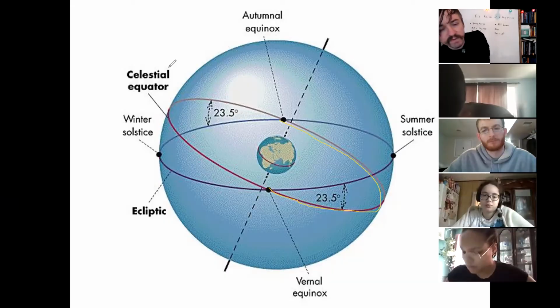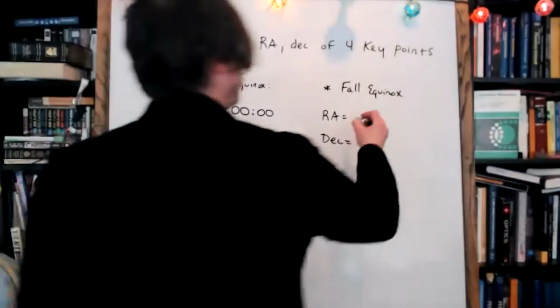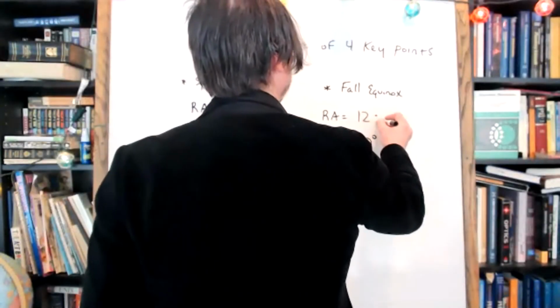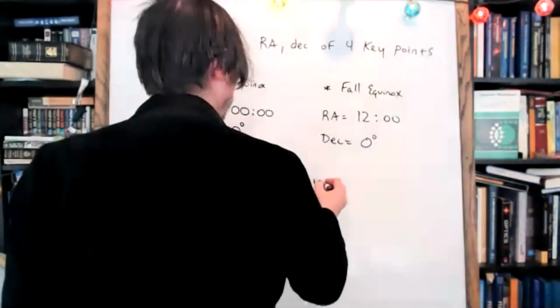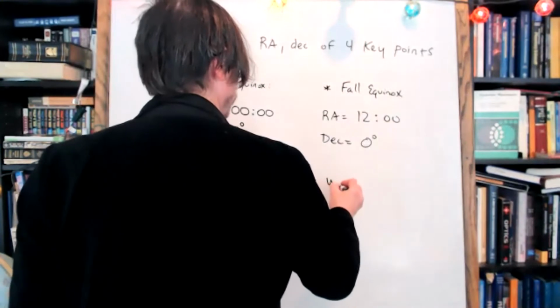All right, and Sabrina, we're going to have you muscle through the next one. So the fall equinox is 12 hours. And now we're going to try the winter solstice.